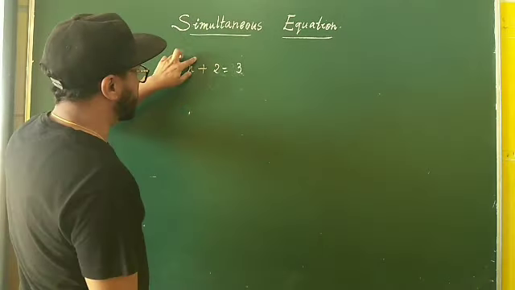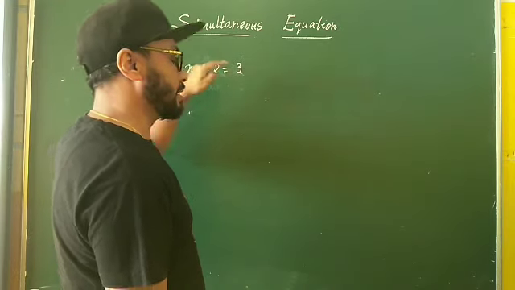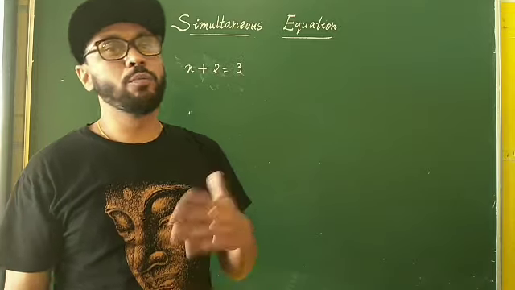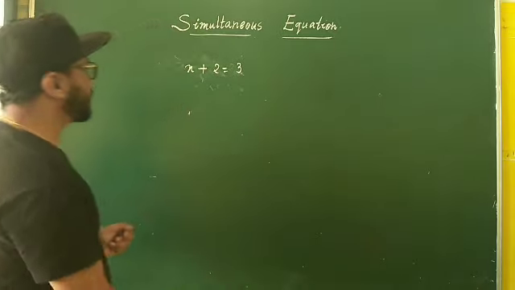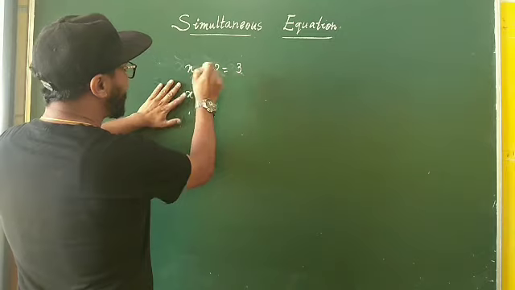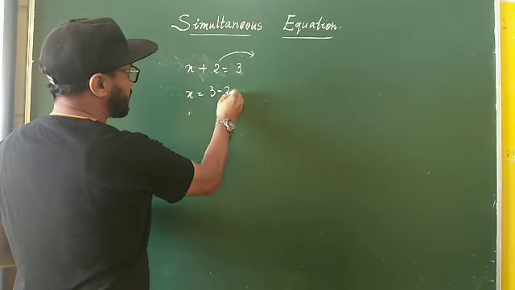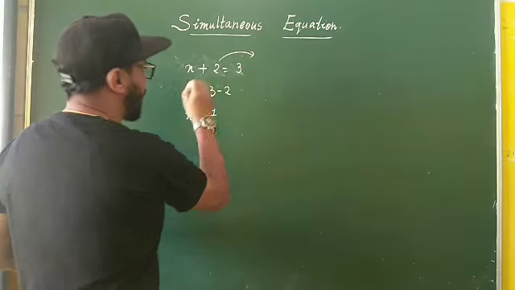Okay, if the degree or the power of the variable is 1, that is a linear equation. If it is 2, then quadratic, and if it is more than 2, then it is called polynomial. That you have to do in class 10. Alright? Okay, now we can easily find the value of x. Alright, so if we take 2 to that side, so x is equals to 1.